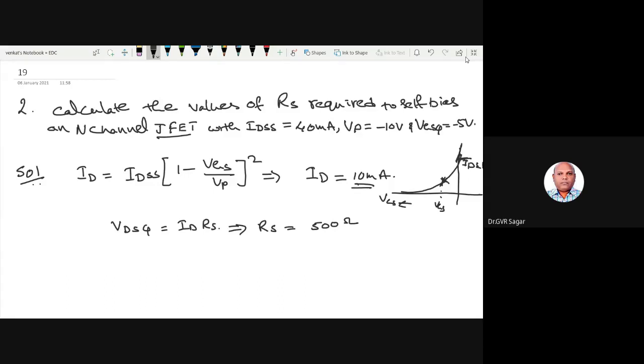After getting 10 milliamps, then I have to find out VDSQ, right? VDSQ is equal to ID into RS. ID into RS. So that gives the RS conversions, right?